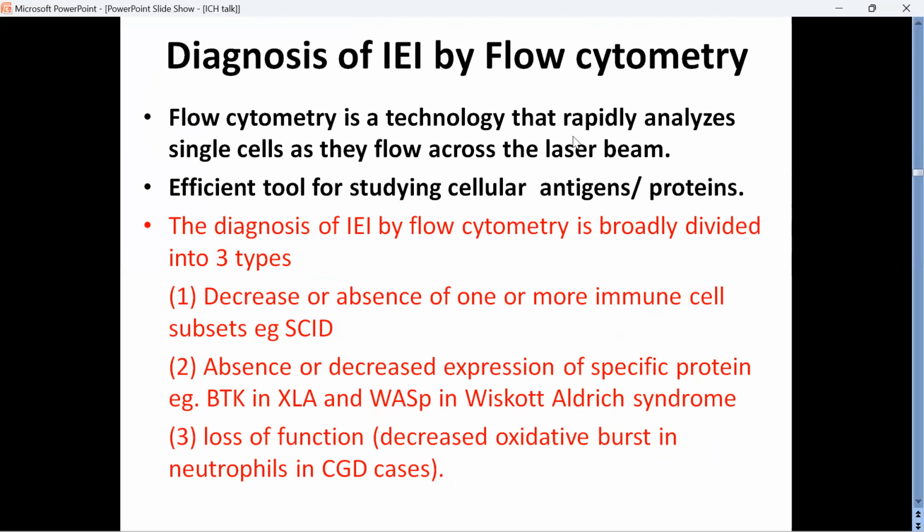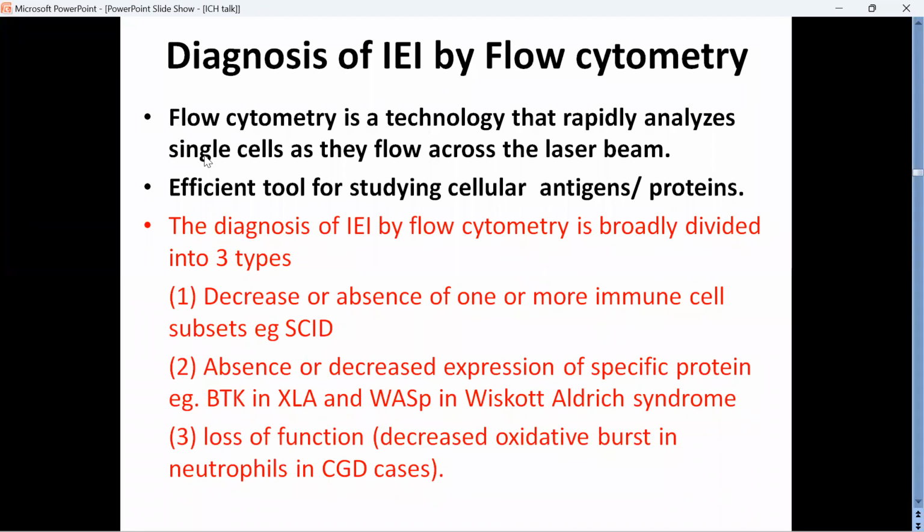You give the sample in the morning, you get the report in the evening. It is so fast, and that is the beauty of flow cytometry. It analyzes single cells. So for a sample to be analyzed in flow cytometry, the basic requirement is that the cells have to be in a single suspension or in a single phase, because only one cell will be analyzed at a given point of time.